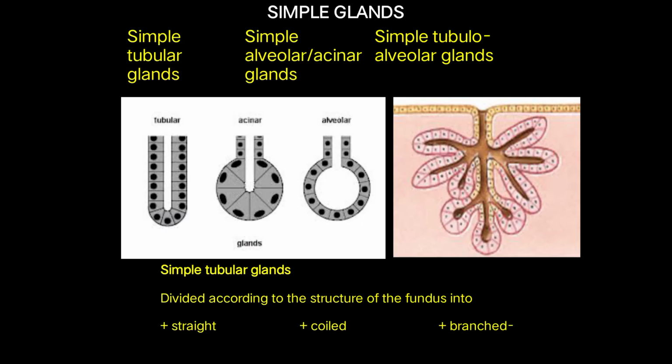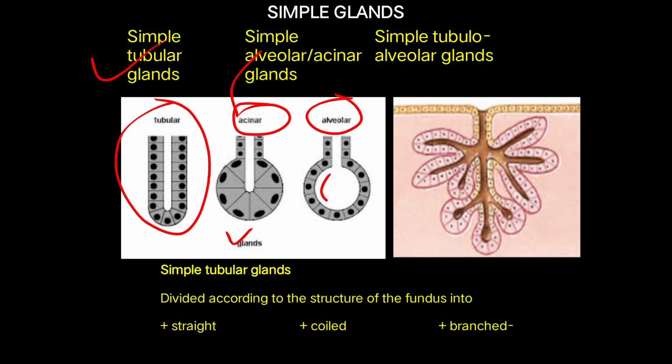Remember this. Now simple glands, like simple tubular, we can see here in this photograph. Simple alveolar or simple acinar we can see here in this photograph, and this is the difference between acinar and alveolar.